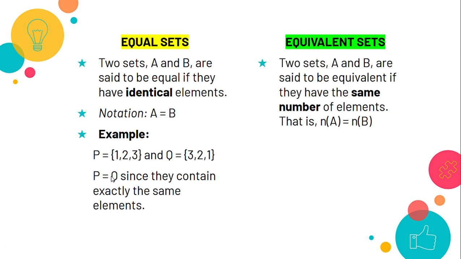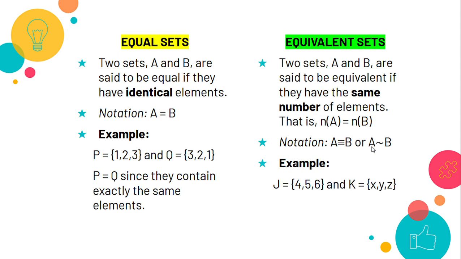Now, equivalent sets are sets that contain the same number of elements. The elements don't necessarily have to be identical. You just need to have the same amount in each set for them to be considered equivalent. So if we have two sets, A and B, and the number of elements in A is equal to the number of elements in B, then the sets are equivalent. We denote equivalent sets using this symbol here, which is basically the equal sign but with 3 bars, or we use the tilde to say that those two sets are equivalent.